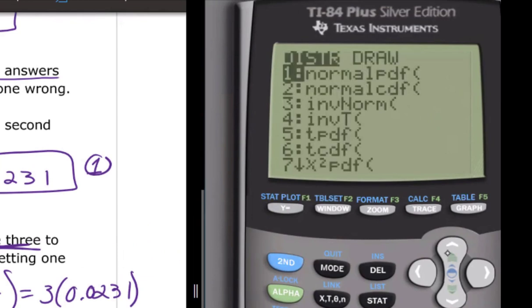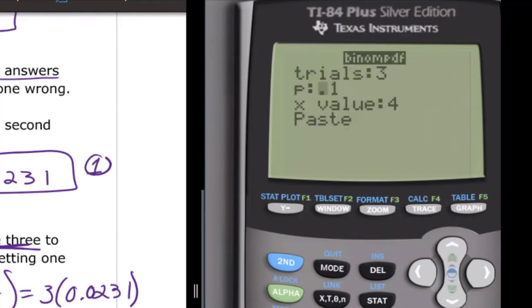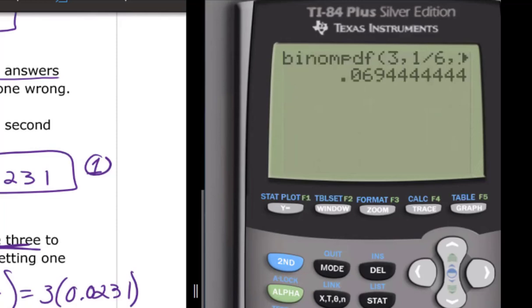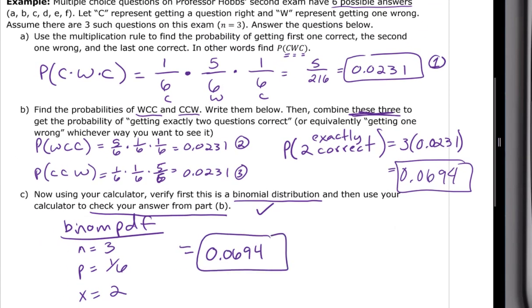Okay, when you run that on your calculator, let's see what you end up getting here. Second vars, go down to binom PDF, and let's put in that information that we need here for our scenario, and you'll see, very interesting, what you got. We get 0.0694, the exact same answer we got when we did it the way of chapter 4, where we thought about every possible combination that we could use and then just rearrange the letters.